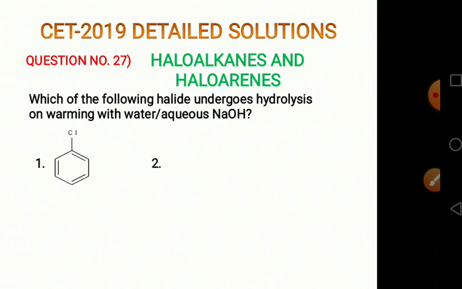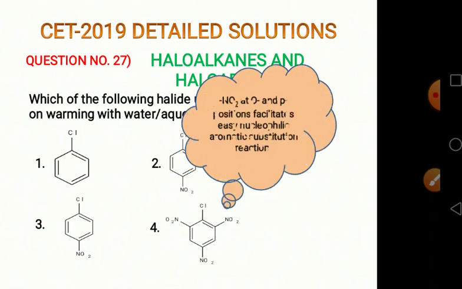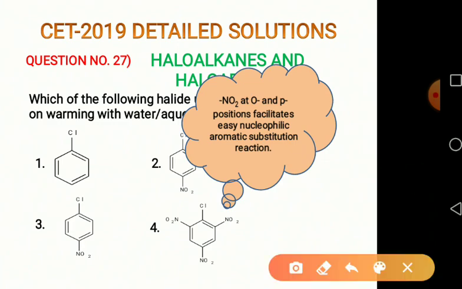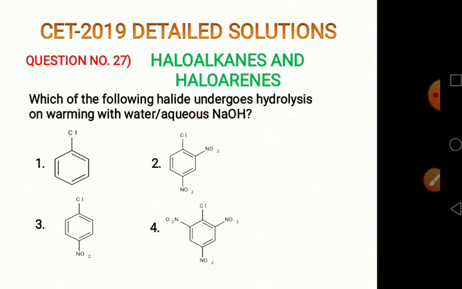See, the first option is chlorobenzene, the second option is like this, and the third and fourth options are given. Remember, water with aqueous NaOH means when NO2 is trinitro. Always remember, the nitro group facilitates the nucleophilic aromatic substitution reaction. So NO2 is at both the ortho and para positions. Hence, aromatic substitution is very easily possible for this particular question. So the fourth option should be the correct answer.